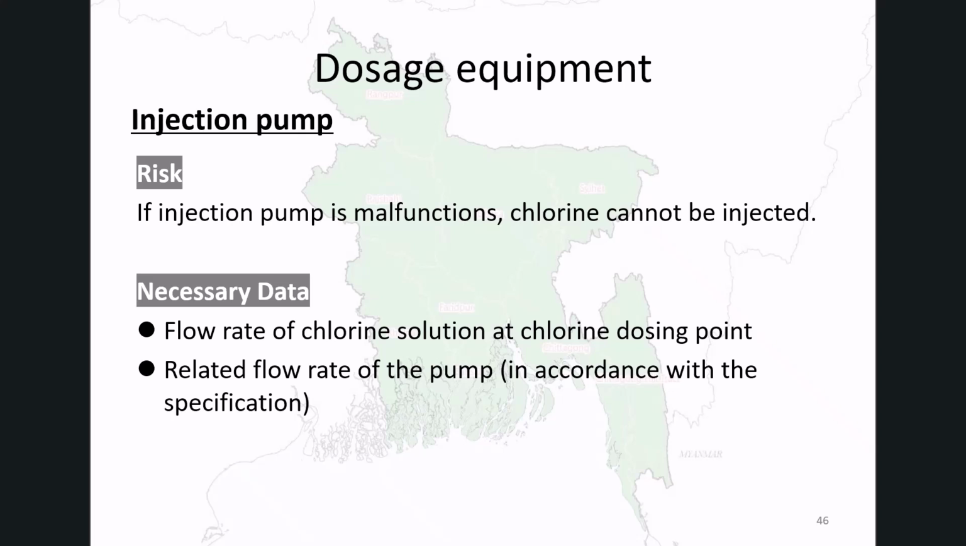First, the flow rate of chlorine solution at the dosing point must be measured. Second, this flow rate should be compared with the pump's specification. If the actual flow does not match the expected value, the pump may require adjustment, maintenance, or repair. Regular confirmation of pump performance is essential to ensure stable chlorination.